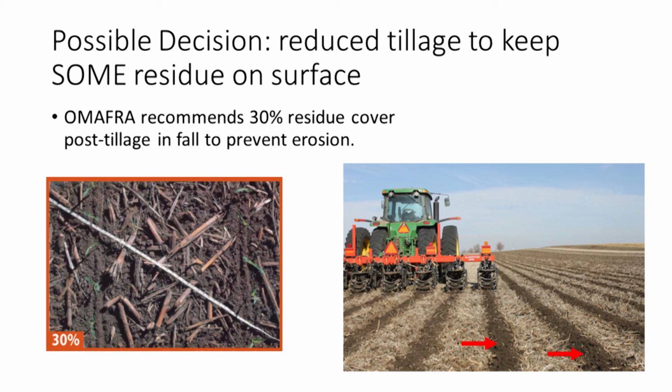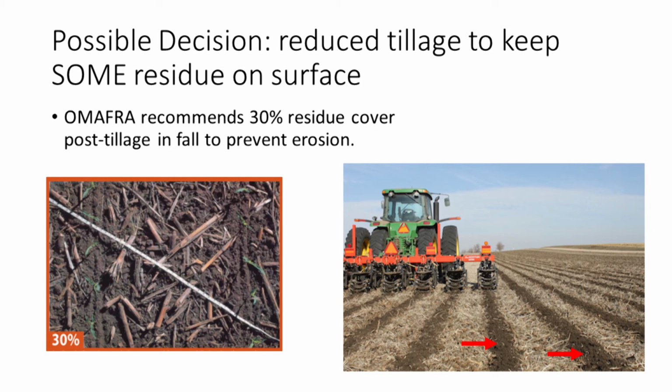And so farmers will try minimum tillage to get some of the benefits of residue, but also reduce the harmful effects of residue on their next crop. Now again, many different kinds of reduced tillage, or what we call secondary tillage implements.